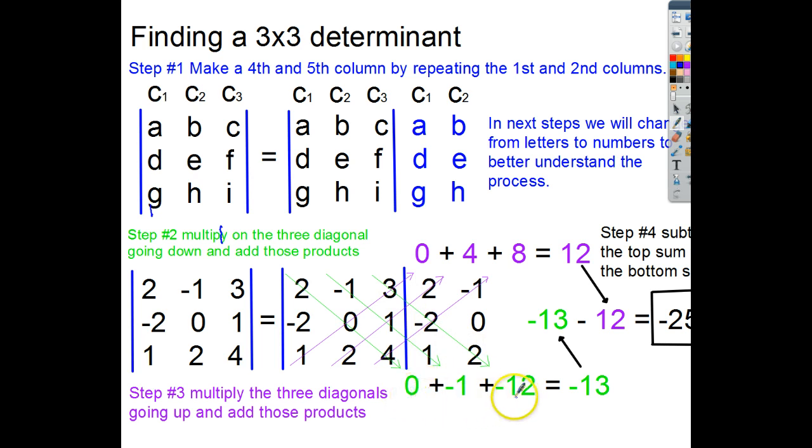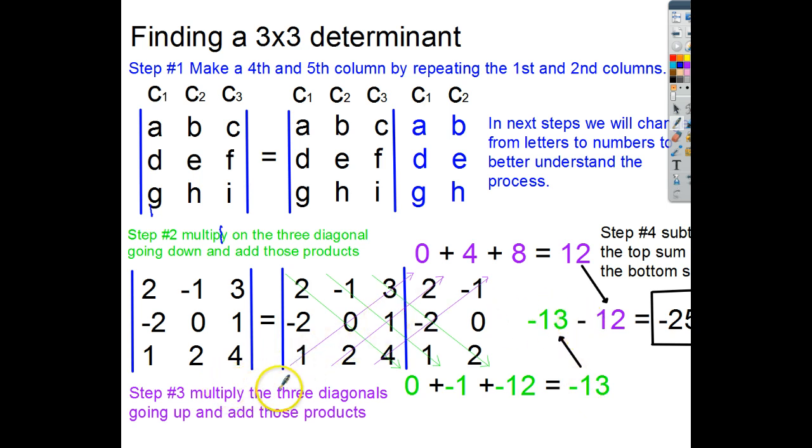Now we add these 3 numbers up. So 0 plus -1 plus -12 gives us -13. Now that's like the same thing in that first 2 by 2 where we had that diagonal going down. That number goes in front. It's always subtract. Now we do the diagonals going up.